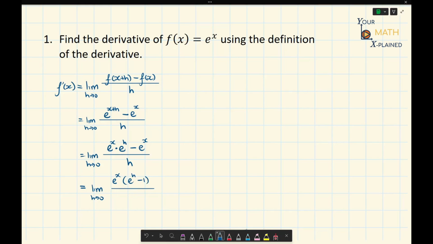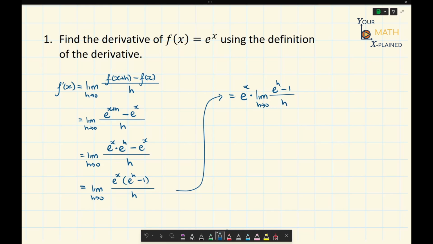over h. And now, since our limit is h approaching 0 and e to the x doesn't depend on h, we can actually go ahead and move it in front of our limit. So that means we can rewrite this as e to the x times the limit as h goes to 0 of e to the h minus 1 over h.